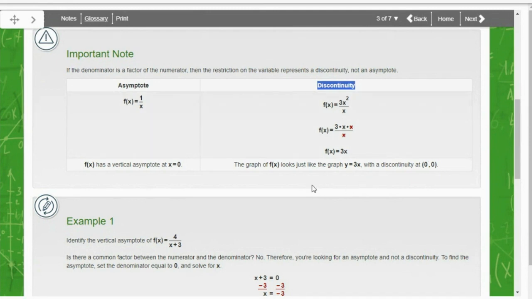All right, so they're looking at another one here. 3x squared divided by x. Well, on top, you have 3 times x times x. On bottom, you have x. So one of those x's cancel out. So that means it's really just the graph of 3x. It's going to look like a line, except there's a hole where x equals 0. We can look at that real quick.